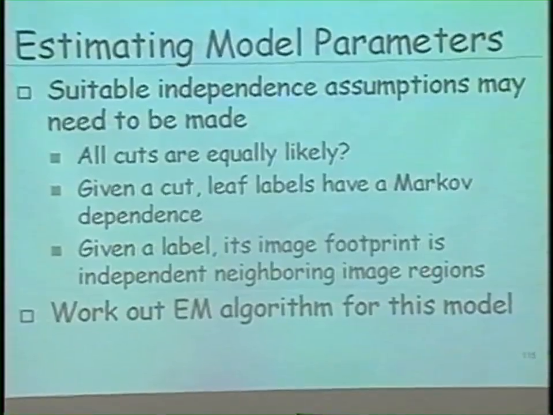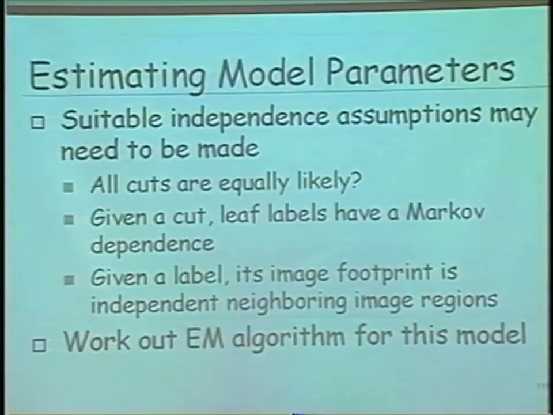Okay, so there are some assumptions that we probably need to make. We may assume that all cuts are equally likely. Again, in a first pass model, we probably will. And given a cut, we're going to assume that the labels are either independent or form a Markov chain in a left to right ordering. And then once we assign a label, we're going to assume that the observation that it generates is independent of the observations of its neighbors.